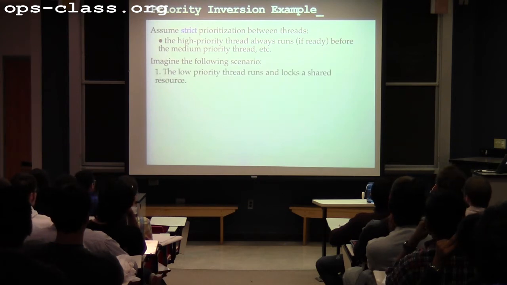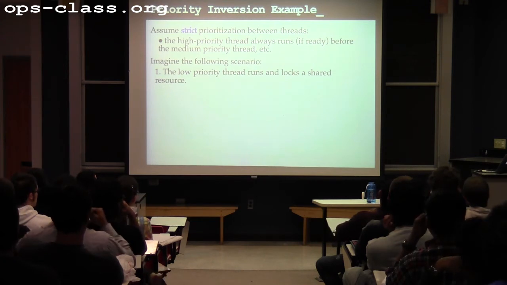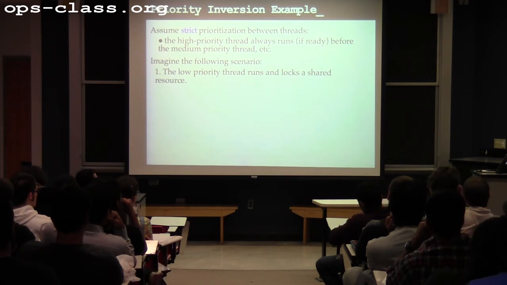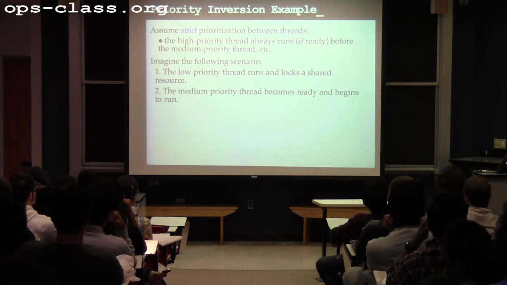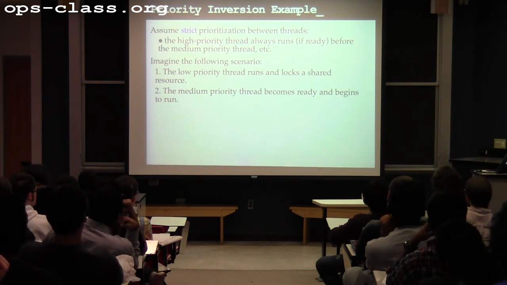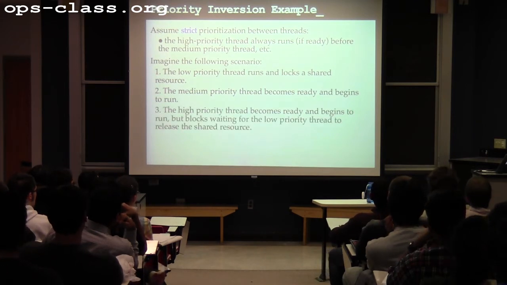So let's imagine that this happens, right? So the low priority thread runs, and it grabs some lock on the system, a lock that's protecting access to a resource. And now let's say the low priority thread is preempted by the medium priority thread. The medium priority thread wakes up and is now able to run, right? So the medium priority thread starts running. And so the low priority thread is stopped, and it's stopped with what? It's stopped with the lock, right? So it's holding the lock, but it's not running, right?